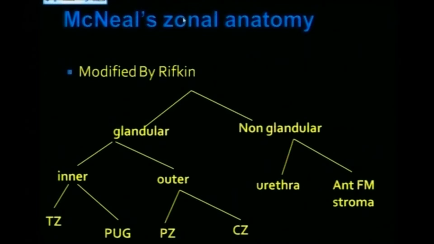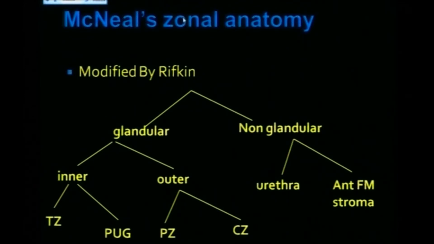So what we really use is the McNeal zonal anatomy, which was later modified by Rifkin, where he divides the prostate into glandular portion and non-glandular portion, these being the functional components of it. The glandular portion further has an inner portion and an outer portion. The inner gland has the transitional zone and the periurethral gland, while the outer gland has the peripheral zone and the central zone. It's very important to understand this anatomy because this is what is seen on ultrasound and MRI.